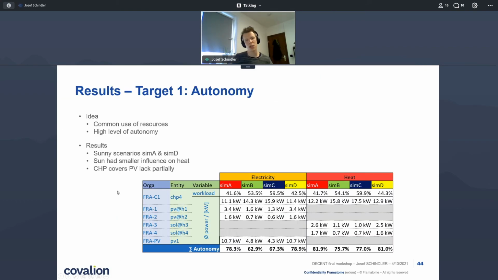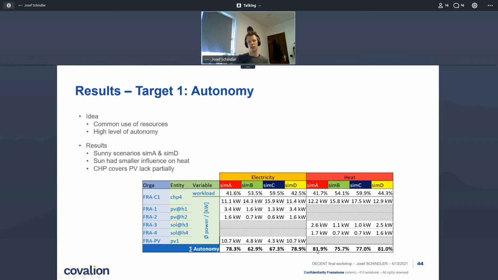Okay, what is the outcome from this simulation? First, we had the idea to create some value for the autonomy for the market participants, because they can use the resources commonly. As we can see in the table at the bottom, during the sunny scenarios, which are simulation A and D, we have, of course, higher degrees of autonomy, and the sun in general had a greater influence on the electricity than on the heat autonomy.